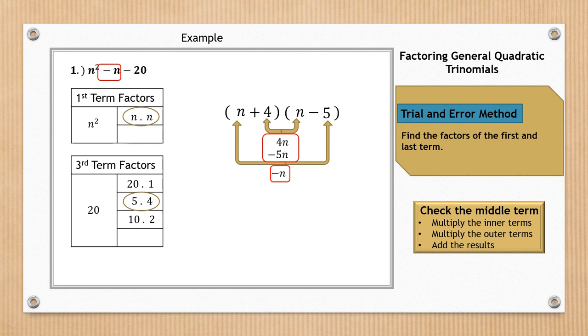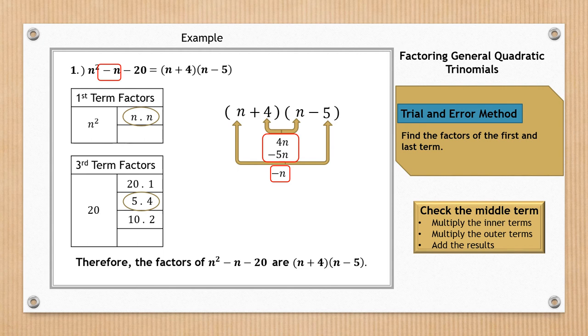And if you add that again, magiging negative n na. So, you see? Na-interchange lang natin yon. Okay? So, trial and error, class. Pwedeng pabalik-balik din. So, you verify the middle term, negative n. So, you have negative n. So, tama na siya. So therefore, the factors of n squared minus n minus 20 are n plus 4, n minus 5. So that is your answer.